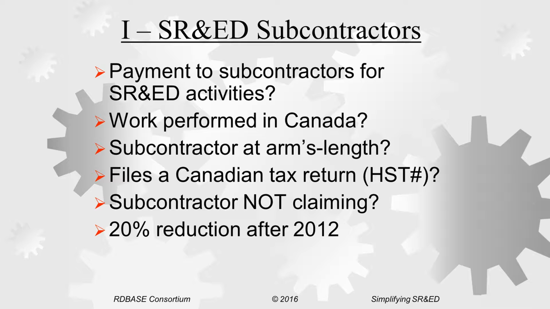number. So every project where you're claiming a contractor, they're going to ask, what's their name? What's their HST number? And then they're going to run those numbers on a computer, and they're going to see, did that client file a claim for SR&ED? And if so, did they file a claim on the same project? And if so, did you guys double dip on the cost? Did you claim the same cost twice?